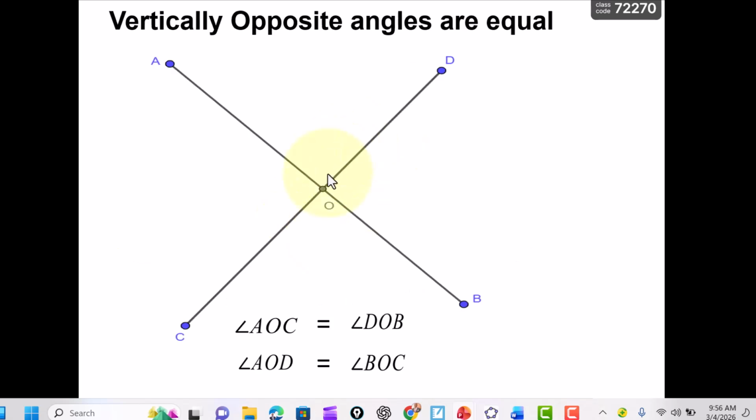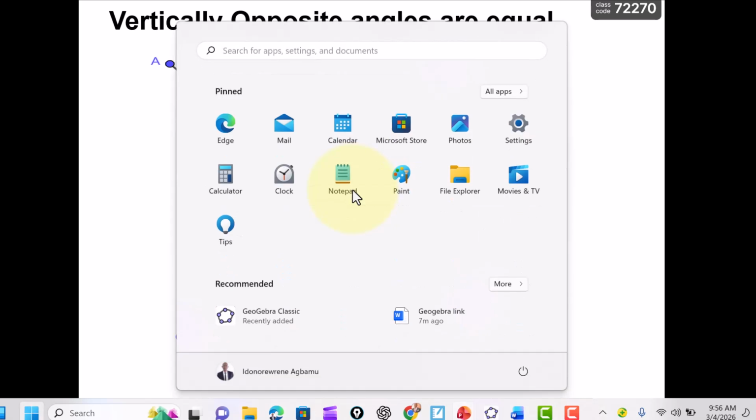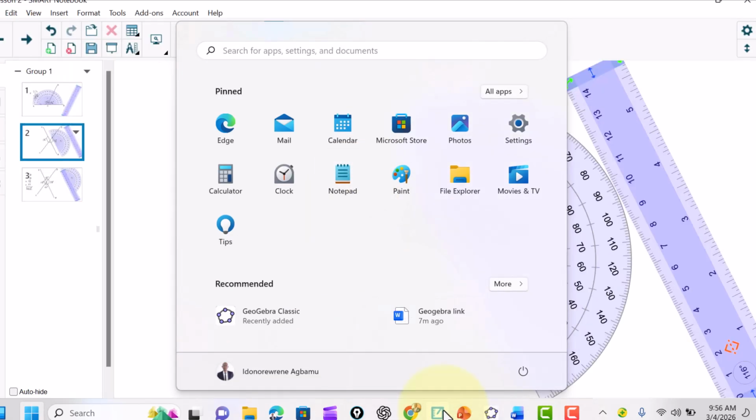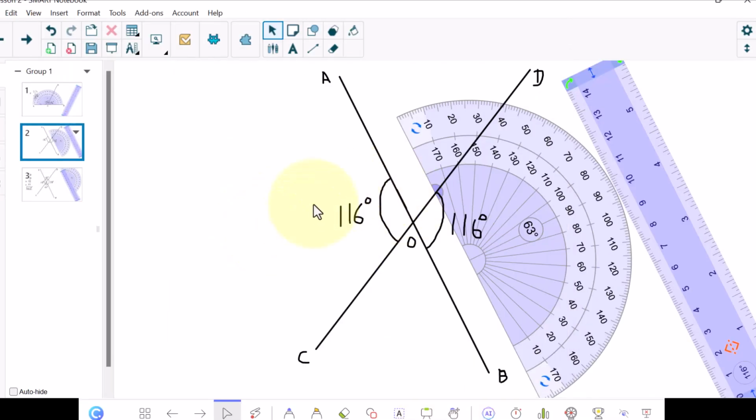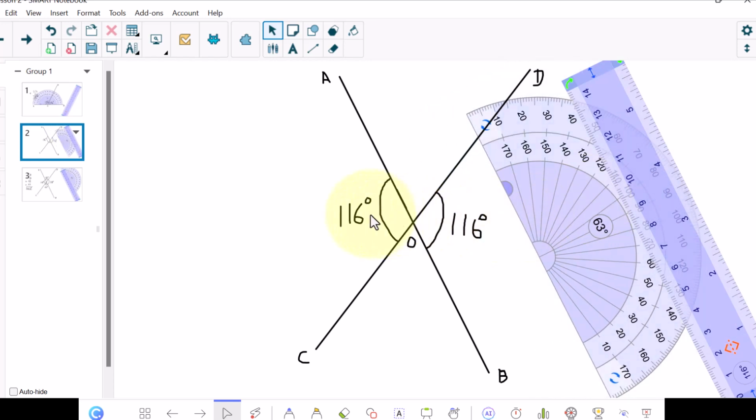So the next theorem I want us to learn is this. Now this theorem is on vertically opposite angles. We also did it yesterday. Let me still go back to the smart notebook. Okay, this is the smart notebook. So you look at the smart notebook, these are vertically opposite angles. I demonstrated this yesterday. You see that this side is 116. I measured it yesterday. This is yesterday's note I gave in the lesson I sent. So this 116 is equal to 116.